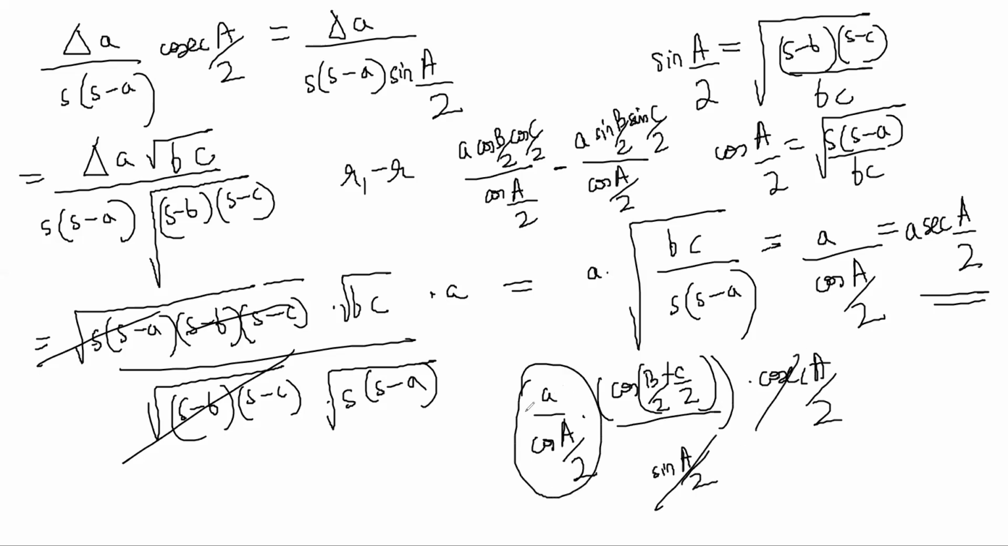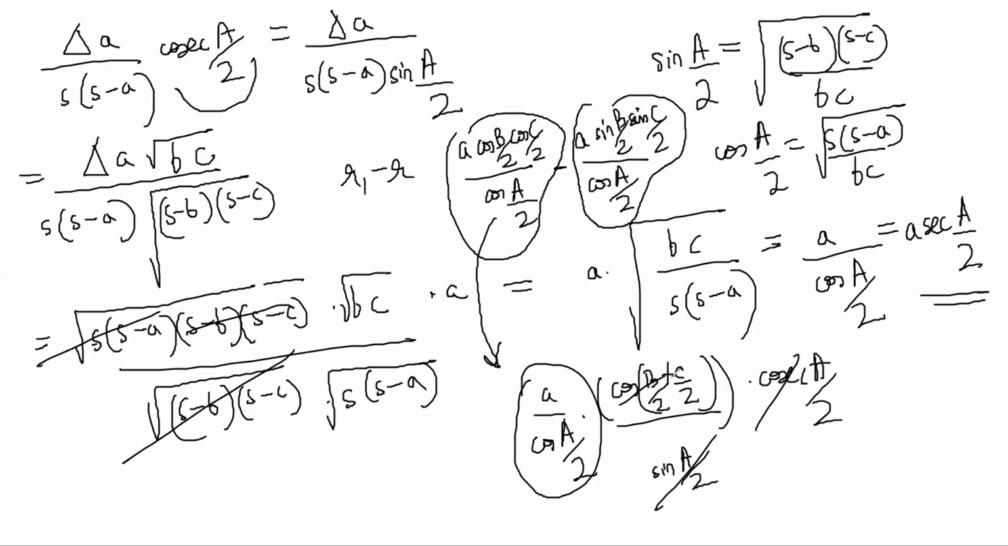You understand? This is a much easier way to do it, directly using the third version of the formula. It will work out very nicely because cosec A by 2 will cancel this sin A by 2. You'll end up with A by cos A by 2, which is A sec A by 2. Let's move on to the next question.